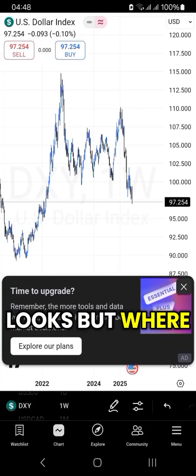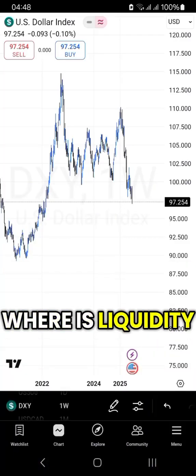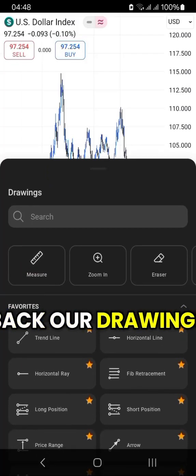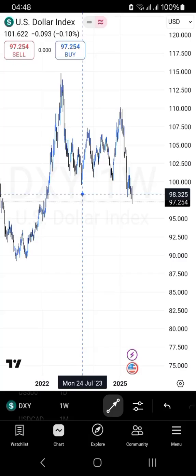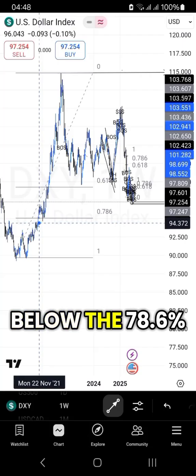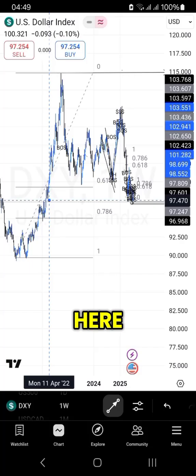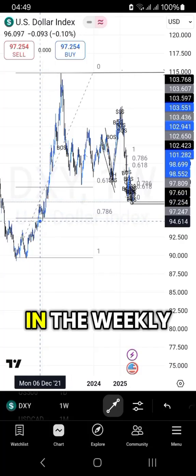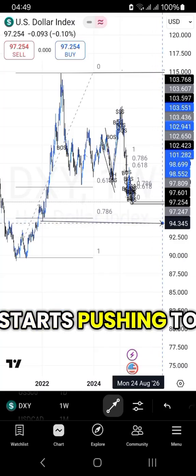But where is liquidity resting? Like this, where is liquidity resting? So let's bring back our drawings. We see that liquidity is resting below the 78.6%. So the expectation is price will keep pushing downwards until it sweeps this area here on the weekly time frame before maybe it starts pushing upwards.